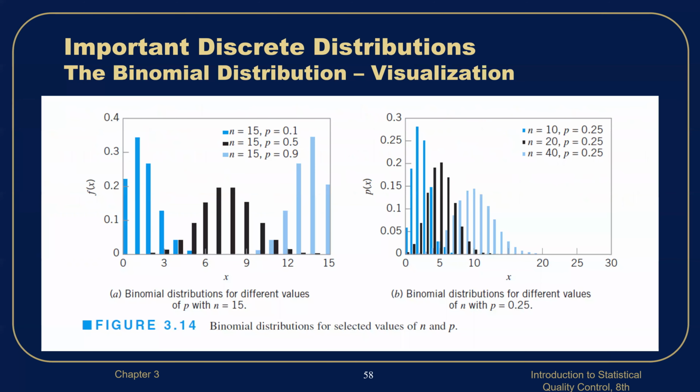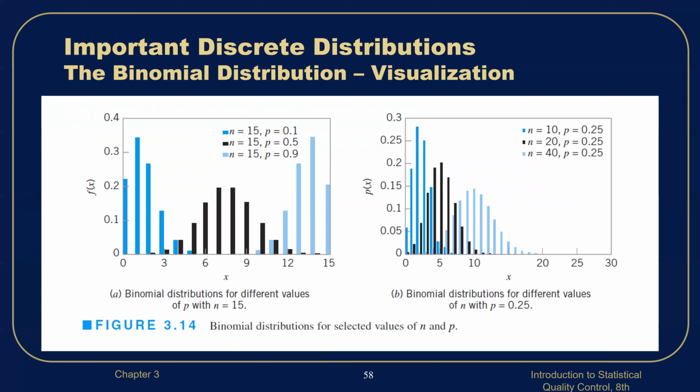What if we change the fraction of non-conforming rate p or the sample size n? How will the probability change? On the left histogram, we fix the sample size n as 15 and set p as 0.1, 0.5, and 0.9 respectively. We observe that the shape of the distribution changes as p increases. As p increases, it is more likely to get more non-conforming items. The mode divided by n is close to p.